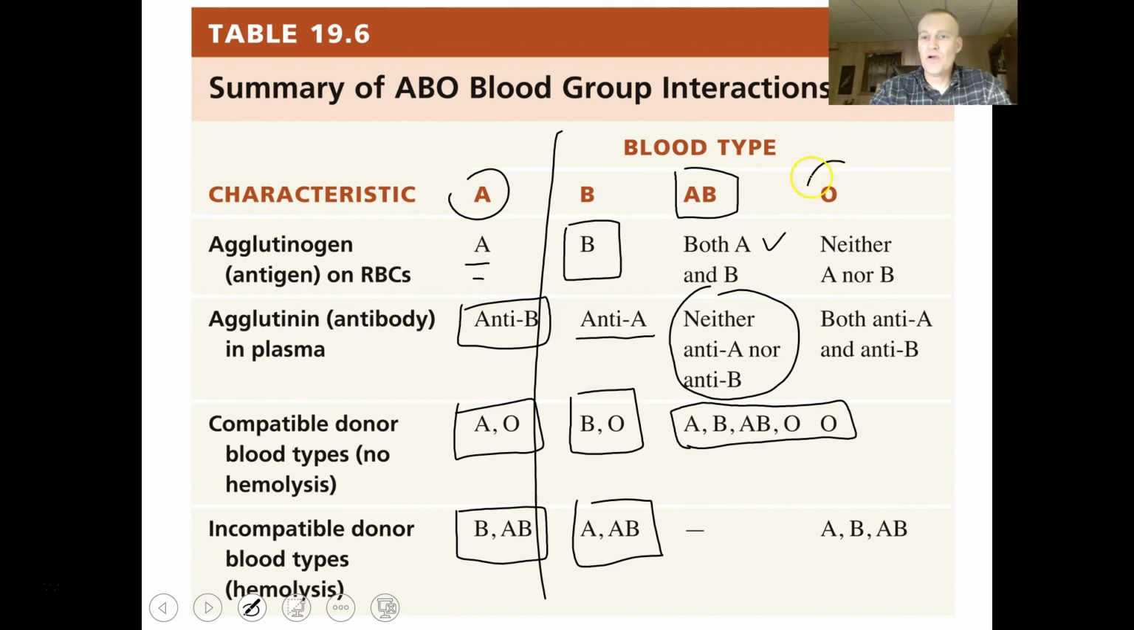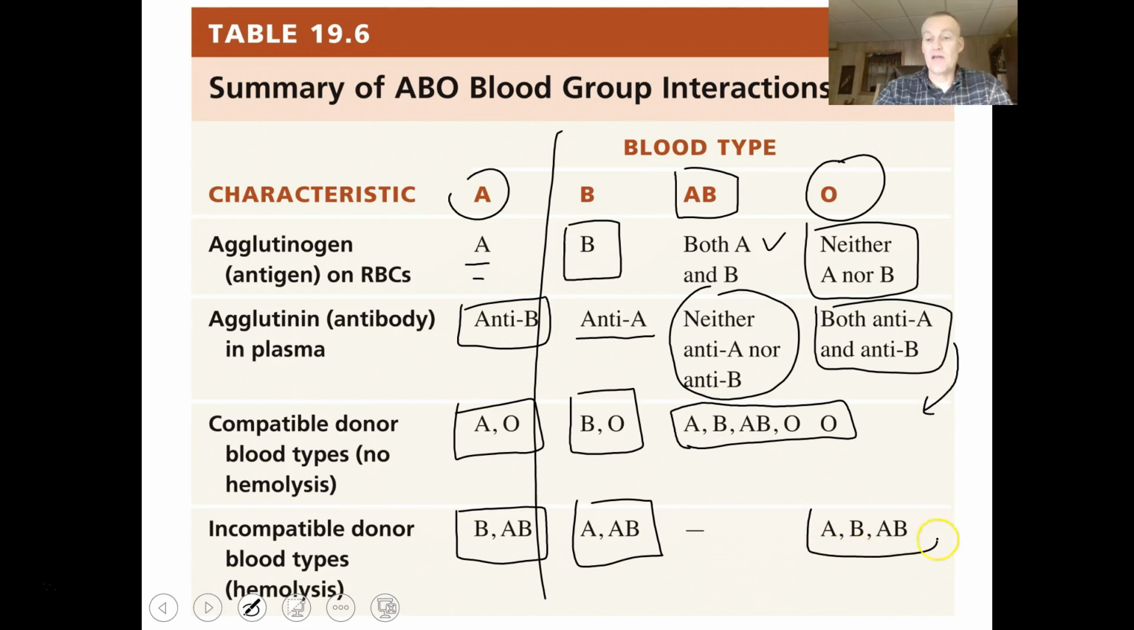So type O blood has neither surface antigen. They have both antibodies. So we can donate that blood, type O blood, to anybody since it doesn't have surface antigens, but they are incompatible in the other direction. They cannot receive blood from type A people, type B people, or type AB people.